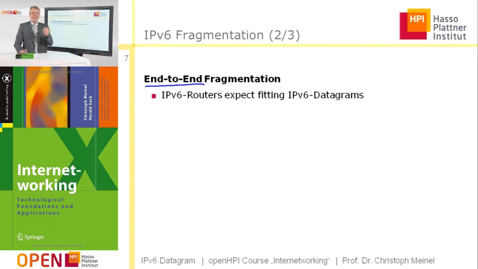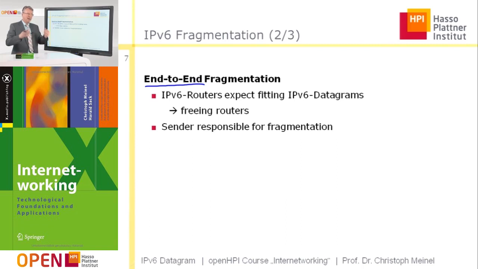That means that routers expect fitting IPv6 datagrams. The sender is responsible for fragmenting the packets in such a way that the fragmented packets have a size that fits all the intermediate networks. So the idea is to free the routers of such work to make communication more efficient. But it moves the burden of fragmentation away from the routers to the sender. Now the sender has to find out what the right fragmentation size is: what is the minimal MTU on the different networks the packet has to travel through from the sender to the receiver.